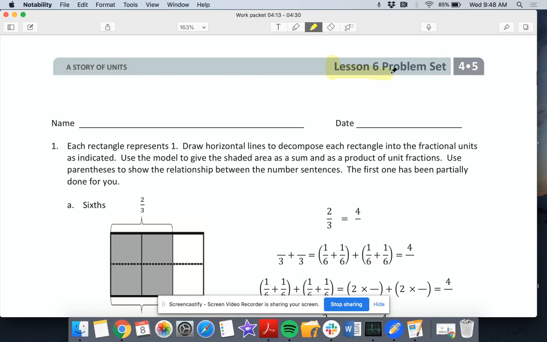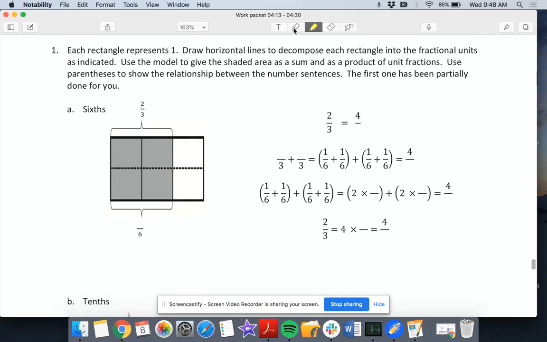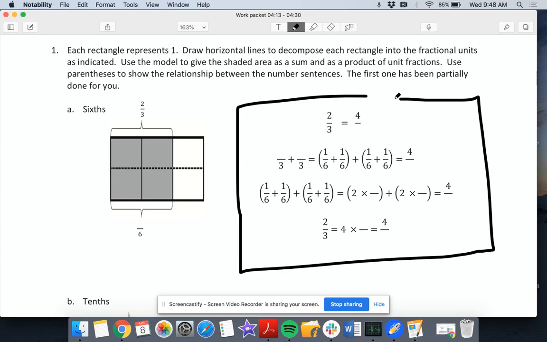Today, we will be working on this lesson 6 problem set, and it pretty much just builds upon what we did yesterday and last week. We are looking at area models, and we are decomposing them to figure out other ways we can write or express these fractions. I know that this looks pretty scary right now, right? But we're going to work through it and it'll totally make sense.